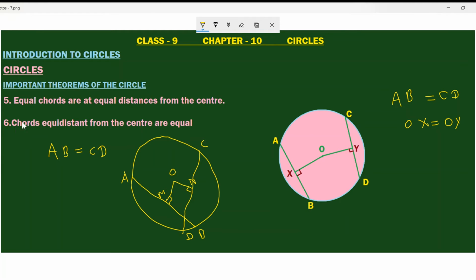The sixth one is the converse of the fifth one. Chords equidistant from the center are equal. If the distances between the center of the circle and the chords are both equal, then the given chords are also equal. This theorem we will prove on the next page.